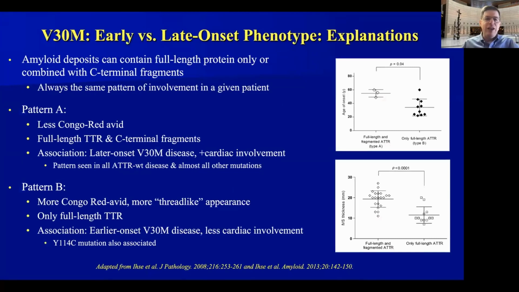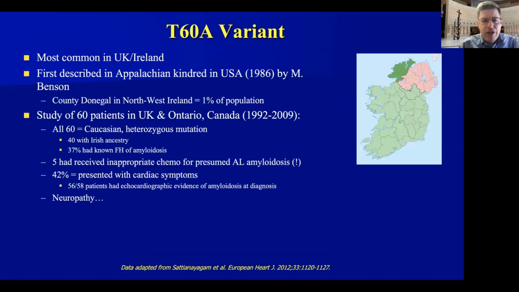And interestingly, it seems like this correlates with actual different pathologic pattern, and whether the full-length transthyretin protein and C-terminal fragments are being deposited, or only the full-length transthyretin protein as well. Really fascinating pathophysiology that links what you see under the microscope or by mass spec with the actual phenotype of the disease. And then the last mutation to discuss is this one, T60A. It's most common in the UK and Ireland, and in the United States, any area where you have particularly high Irish immigrant population or historical Irish immigrant population, you see it.